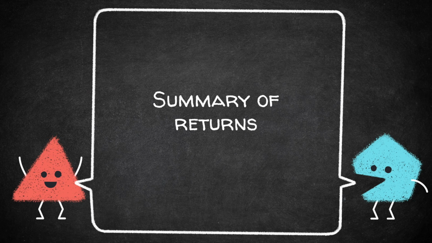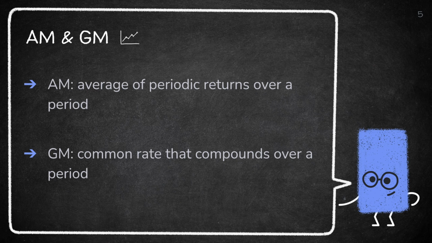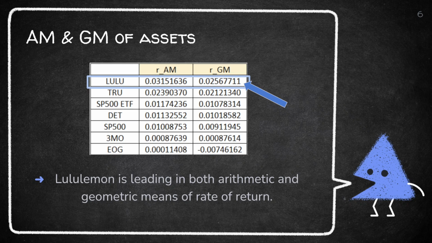To summarize the performance of each asset in our portfolio, we first analyze the geometric and arithmetic means of rate of returns. While arithmetic mean is the average of periodic returns for the 65-month period for each asset, their geometric mean is the rate used in compounding over the same period for each asset. As shown by the table, simply looking at these two summaries shows that Lululemon seems to yield both the highest arithmetic means and geometric means of rate of returns.